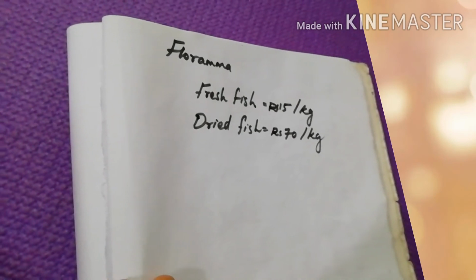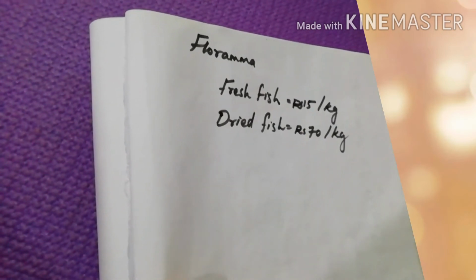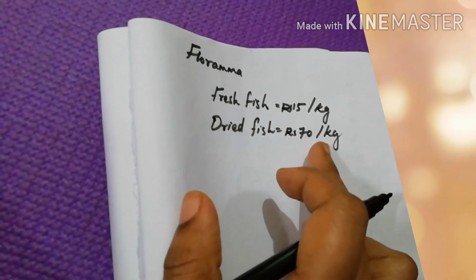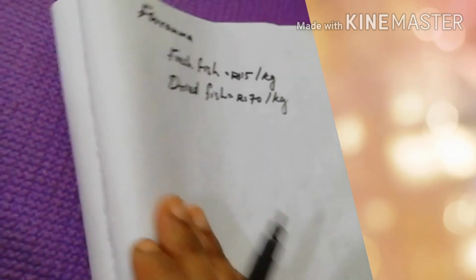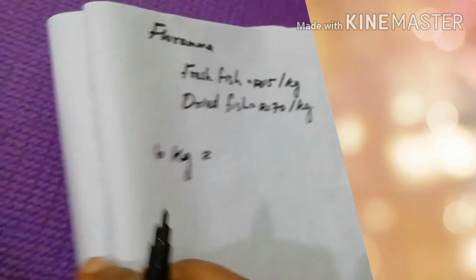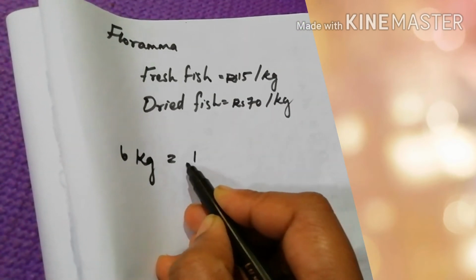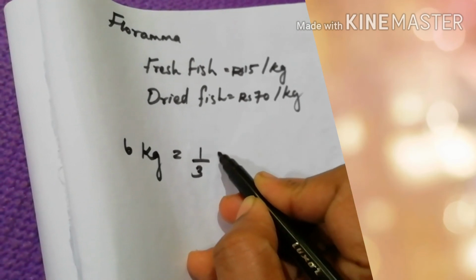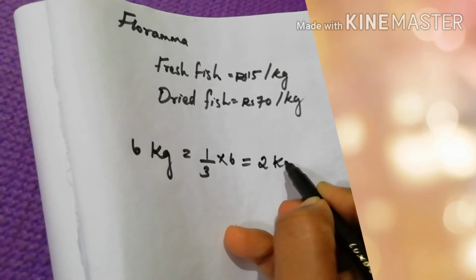Okay, let's calculate the question of Florama. She buys fresh fish for 15 per kilogram and sells dry fish for 70 per kilogram. Okay, so for 6 kilogram fresh fish, how much kilogram dry fish she gets? We know that it will become 1/3 when it is dried. So 1/3 of 6, that is equal to 6 divided by 3, 2 kilogram dry fish.